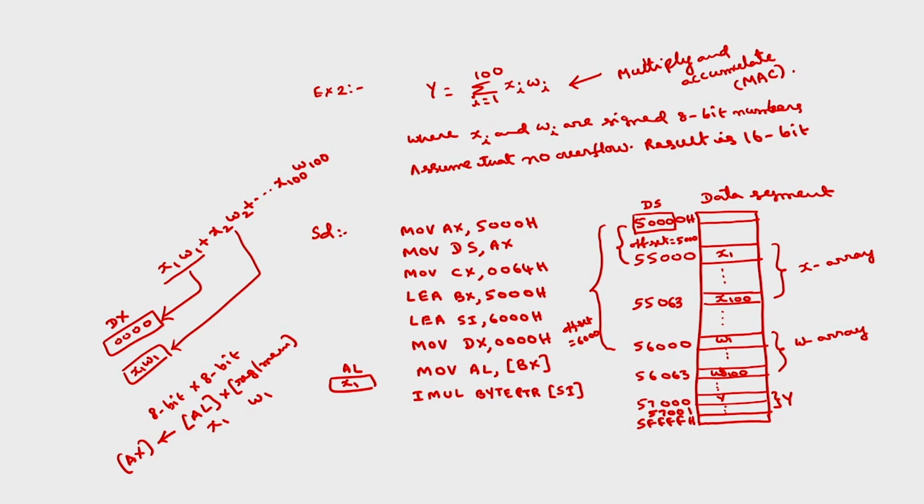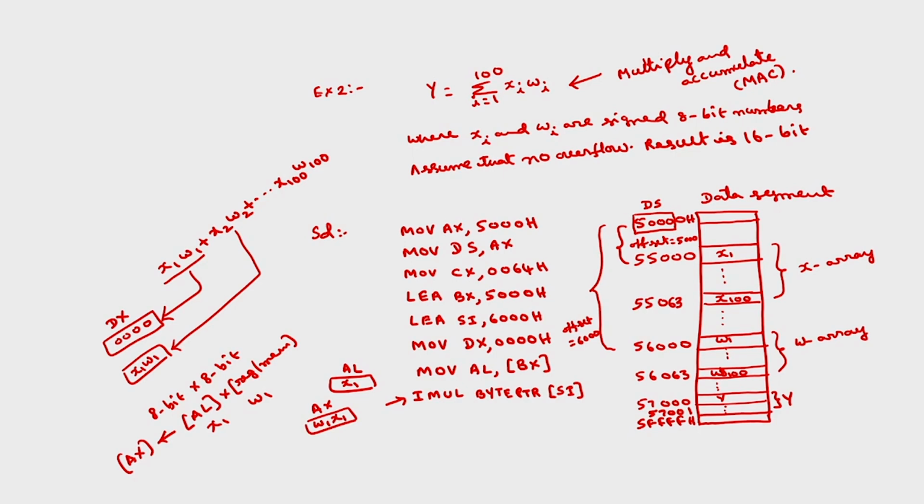A question may arise: why have I not mentioned byte PTR for BX? Because the destination register is 8 bit, by default this will take only a byte. Whereas here, one is AL, the other is SI, meaning it can take either byte or word. That is why you have to mention byte PTR. So now what will happen? This AX will have W1 X1.